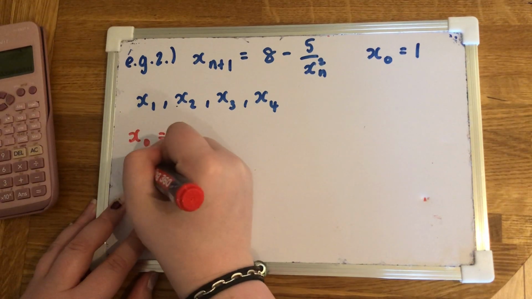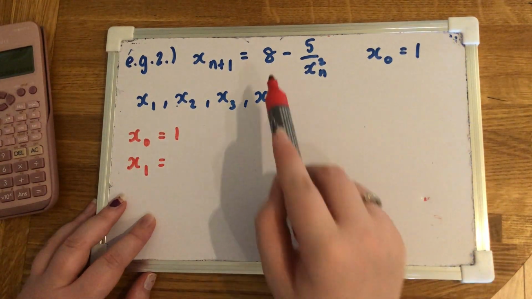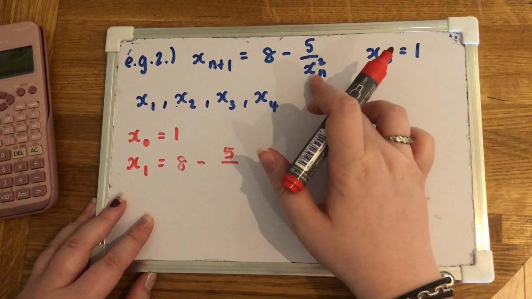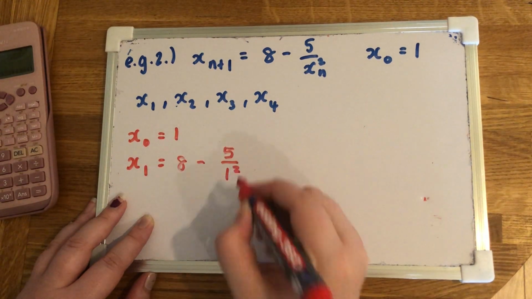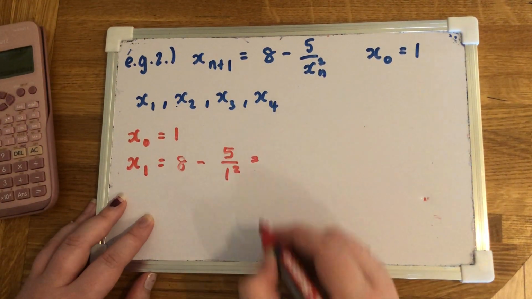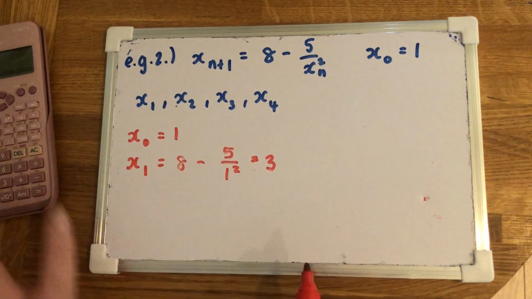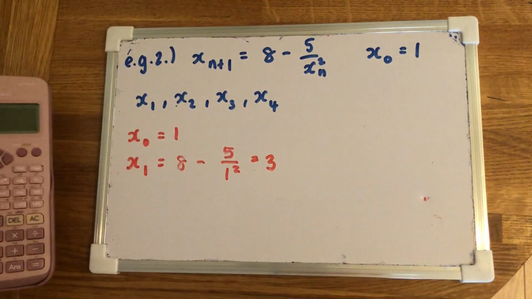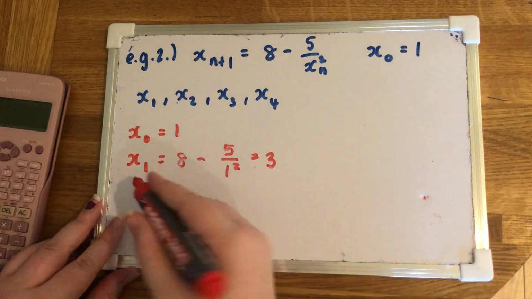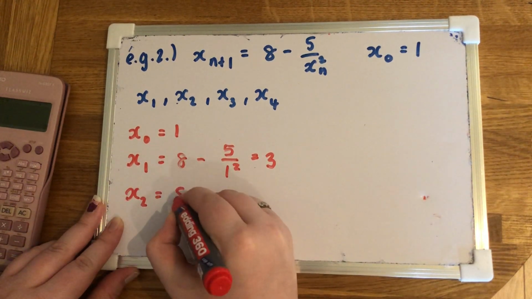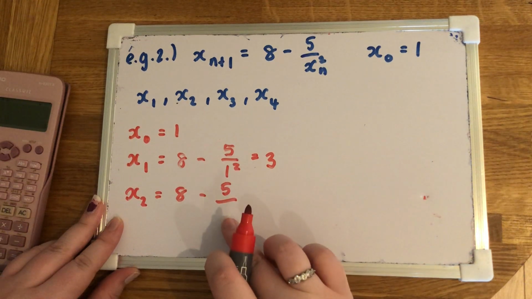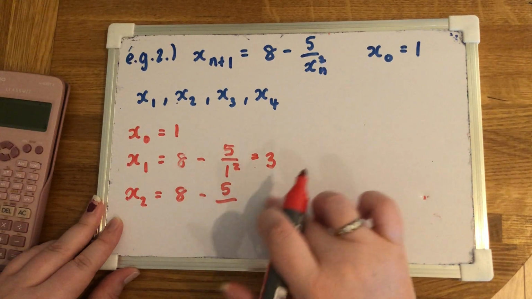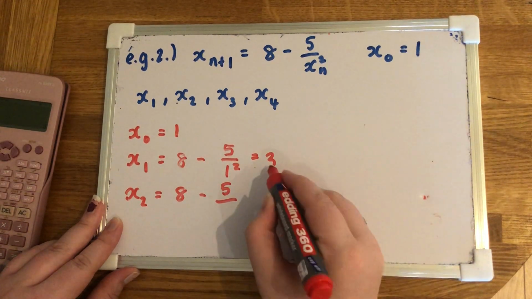Okay, x1, this is when we use this formula. So it's going to be 8 subtract 5 divided by the number before, which was our 1, squared. And you just type that into a calculator, which is 3. 8 minus 5 over 1 squared. Yes, 3. Then we do the next one, x2. 8 subtract 5. Now the number that changes here, because obviously it's the x in the formula, it's not going to be 1 this time, because we need to use the answer that we've just found, so it's going to be 3.